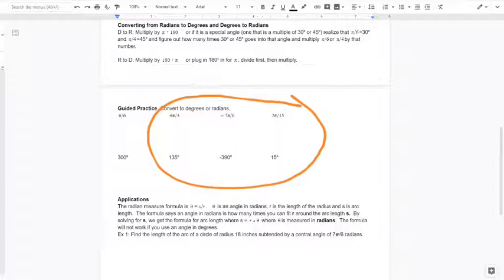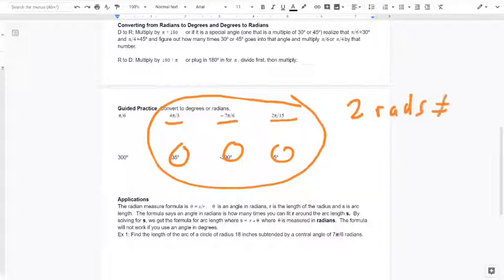One last note, an angle is assumed to be in radians unless you have that degree symbol there. So if there's no degree symbol, you're assuming it's in radians. Most of the time, radians are in terms of pi, but they don't always have to be. Like 2 radians is not the same thing as 2 pi radians. So that's another thing to be careful of. Try those 6 problems, and the next video will show you how to do it.